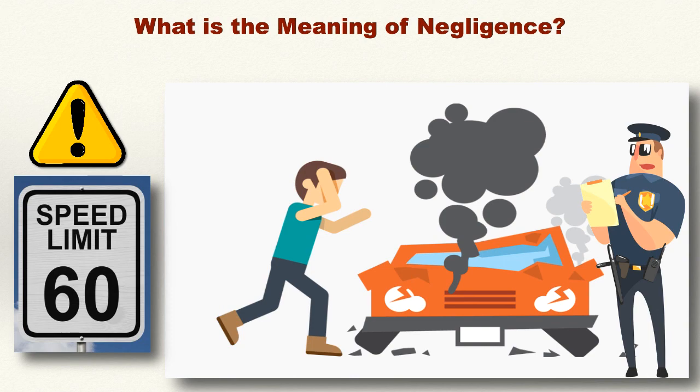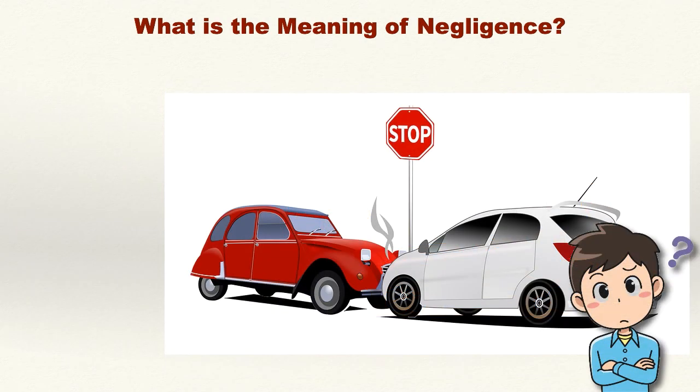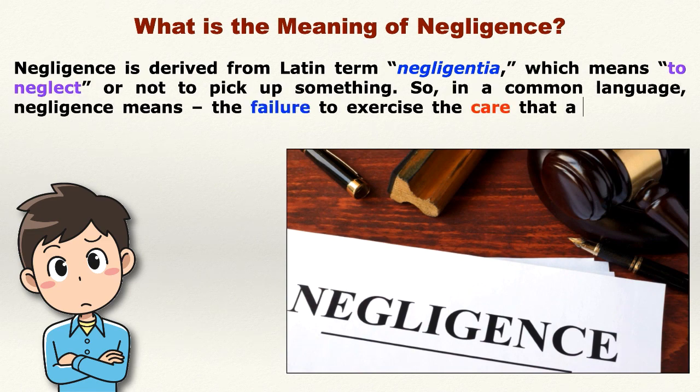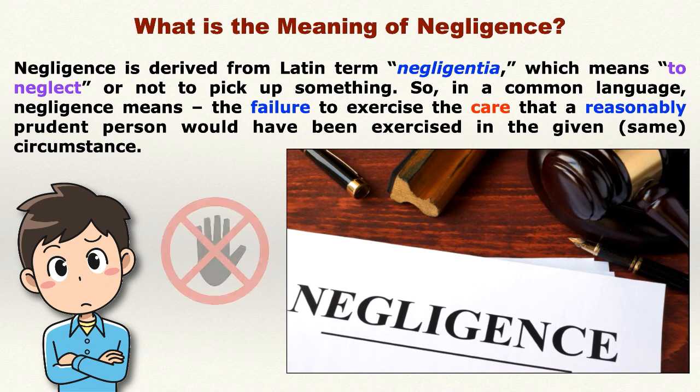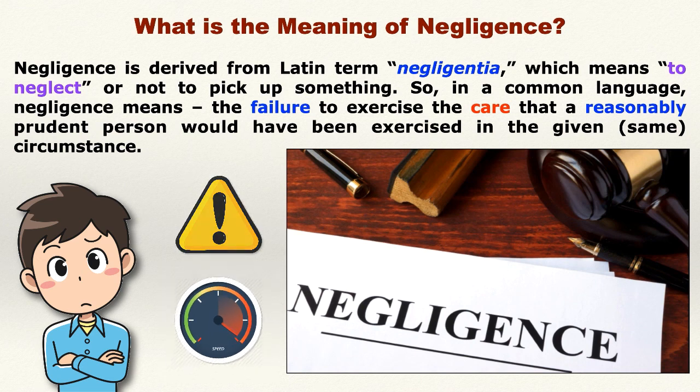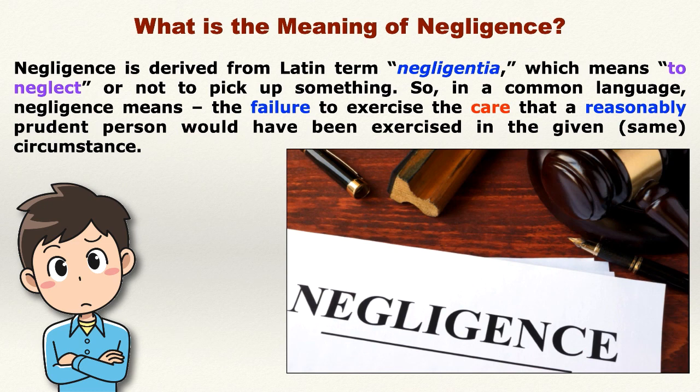Now let's check out the legal terms, legal definitions, and legal explanations of negligence. Let's begin with the first one: negligence is derived from the Latin term negligentia, which means to neglect or not to pick up something, as we have seen in the example of exceeding the speed limit and crossing the given caution. In common language, negligence means the failure to exercise the care that a reasonable, prudent person would have exercised in the given circumstance.